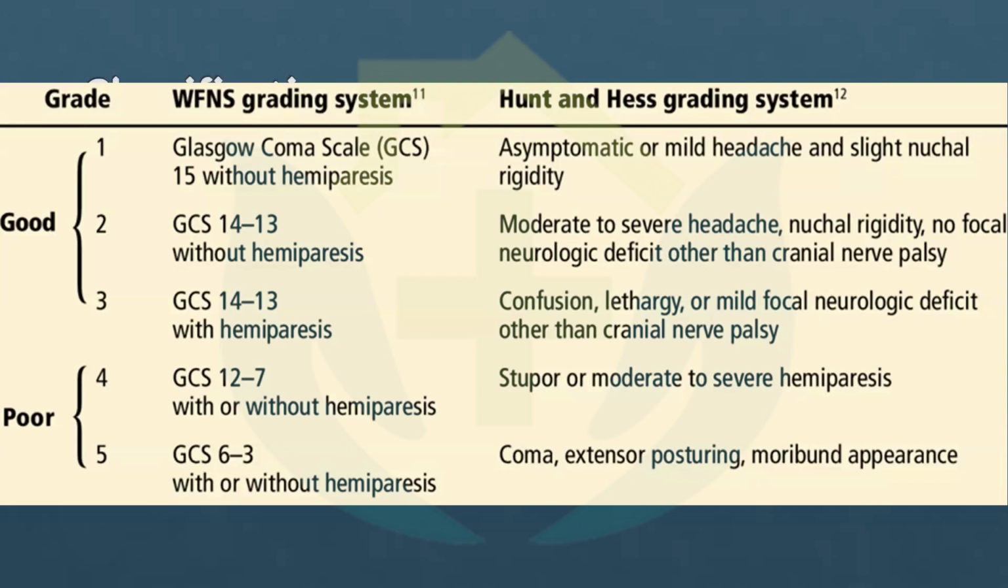Now, your patient, which grading system does this patient fall into? This patient is grade 1, sir. If we use Hunt and Hess, initially it could have been grade 2, because she presented with confusion, but after that she rapidly improved to GCS 15 by 15. So grade 1 in both the systems.